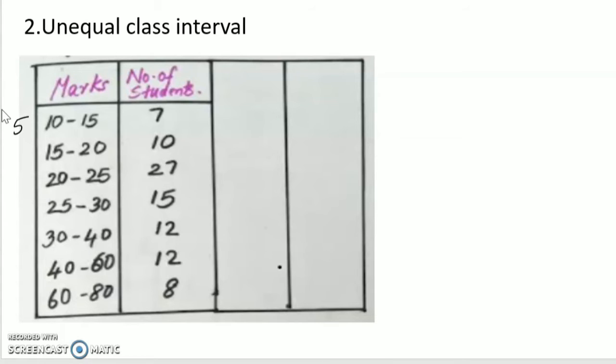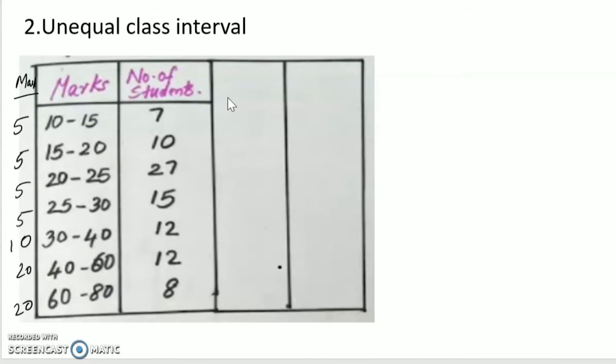So first we have to write the class interval, the difference: 20 minus 15 is 5, again here the difference is 5, here also 5, here is 10, here is 20, here is 20. Just mark it. We can write it beside the marks, otherwise while drawing the graph, if you write it after the number of students, there is a chance of confusion between the frequency and this difference. So just mark this on the left side of the marks.